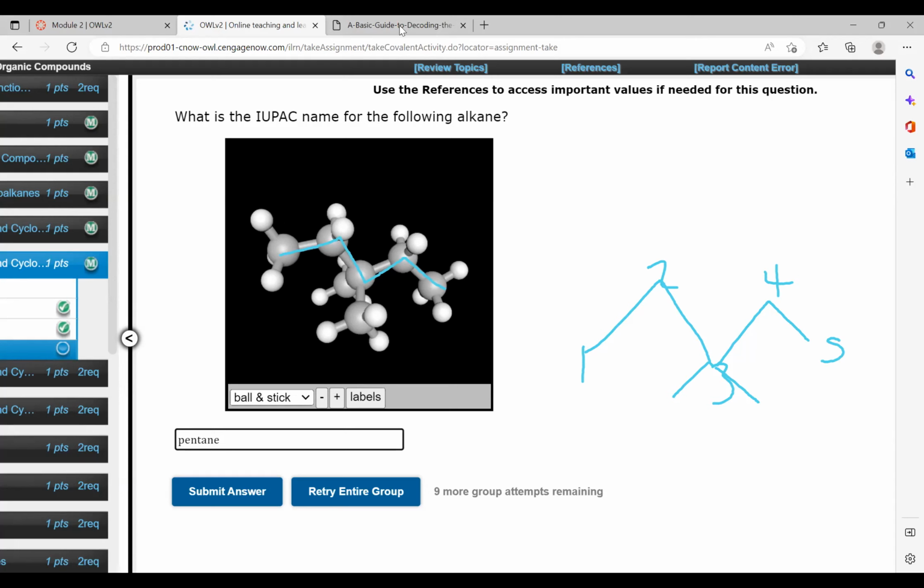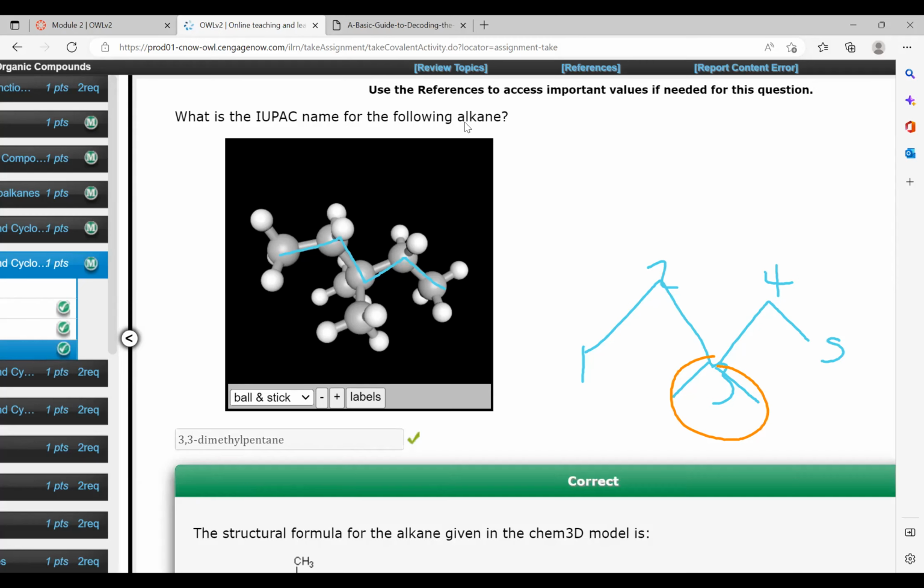Now we have to find out, again, with these groups, what they're going to be called. We have these methyl groups. And because we have two, we'll say dimethyl. And they're both on the third carbon. So we put 3,3-dimethylpentane. Because again, we have to show their location, how many we have, what's the name of them, and then again, name that longest chain. And we are good to go.